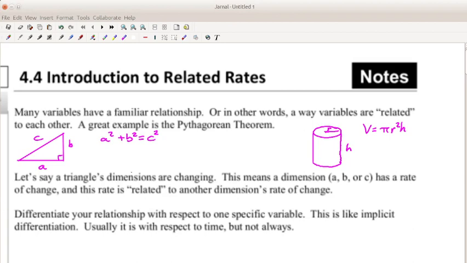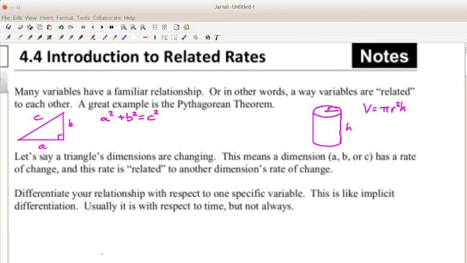So let's say a triangle's dimensions are changing. This means a dimension A, B, or C has a rate of change, and this rate is related to another dimension's rate of change. Now when we have these, we usually differentiate to find the rate of change. We differentiate the relationship with respect to one specific variable, and this is like implicit differentiation. Usually, but not always, this is with respect to time. For example, if A is increasing by 1 centimeter per second, how does that affect C? And again, we're thinking, okay, per second, so we want to differentiate with respect to time.